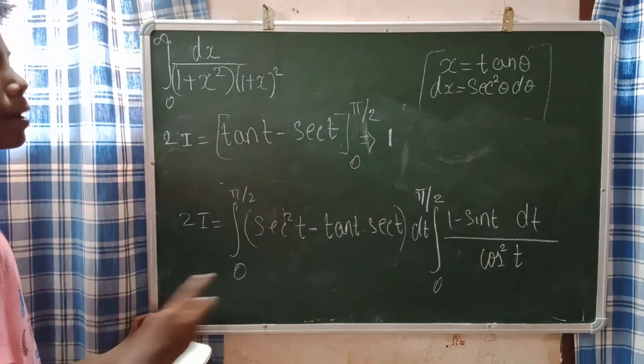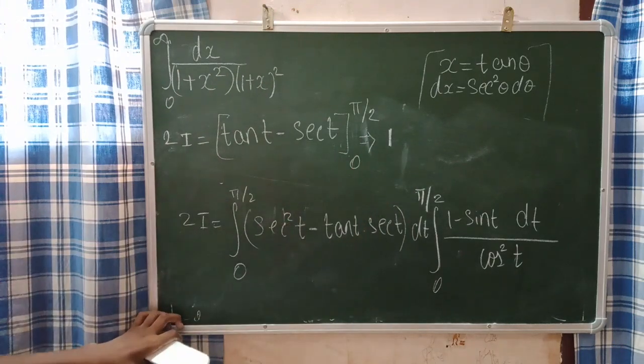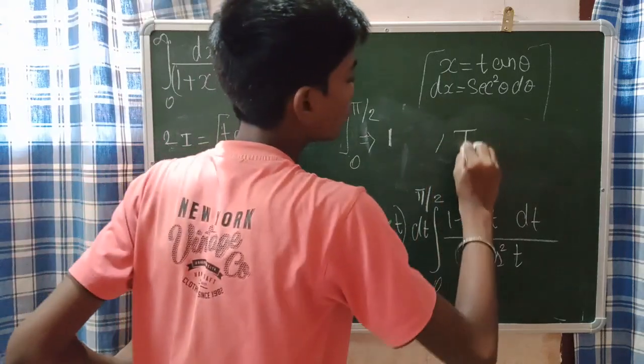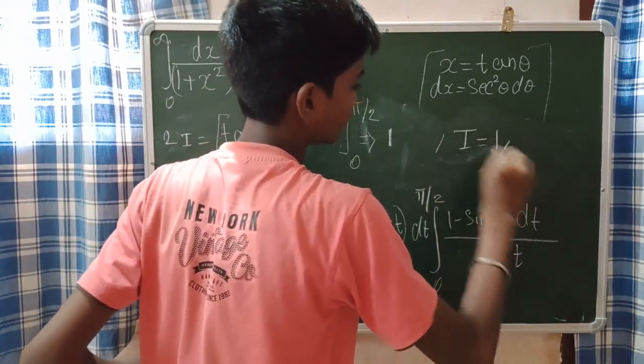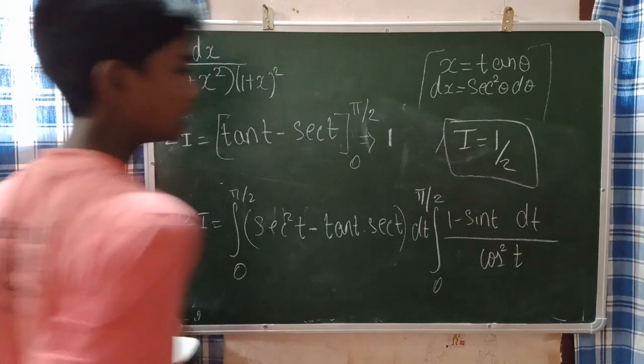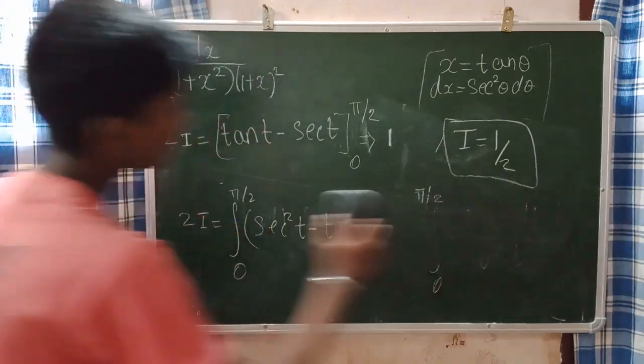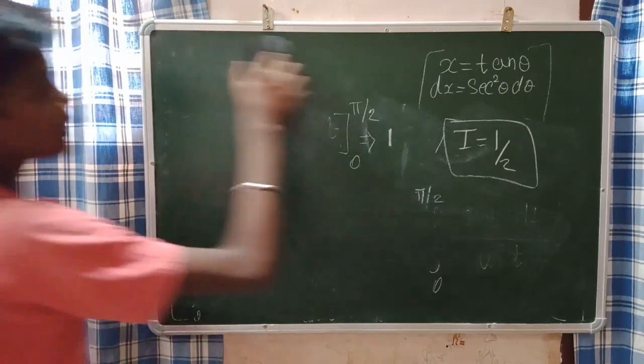Don't directly jump and mark the answer as 1. 1 is not the answer. 2y is only 1, so y will be 1 by 2. And that's the answer for the question. It's a beautiful question, guys. So that's all. Let us move on to the next question.